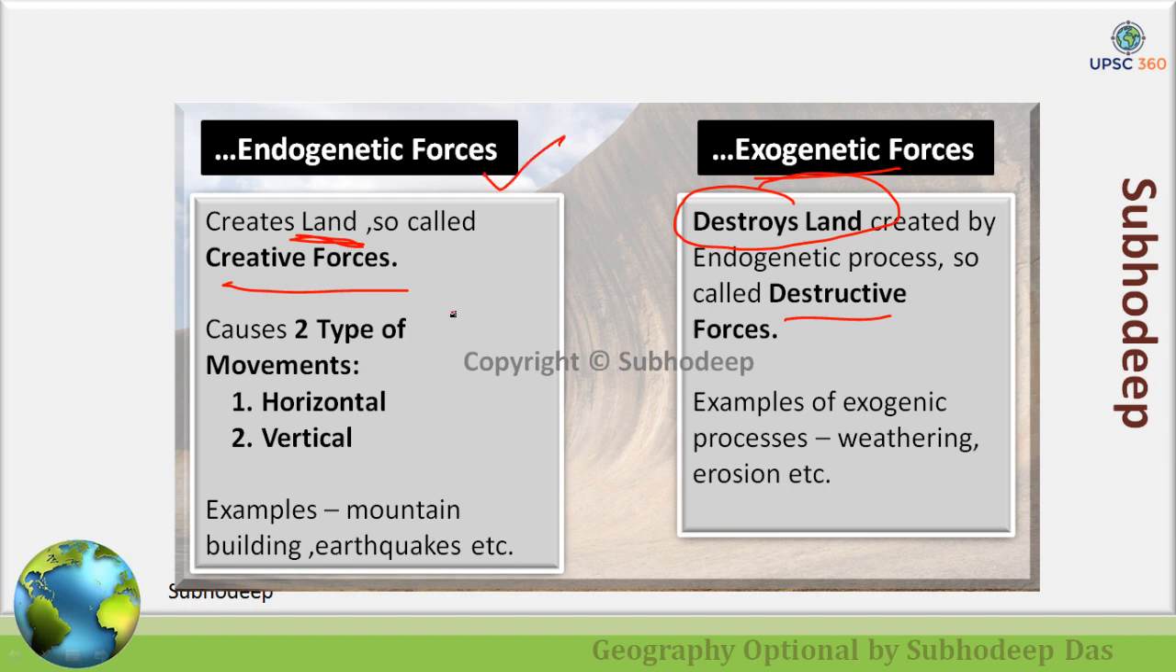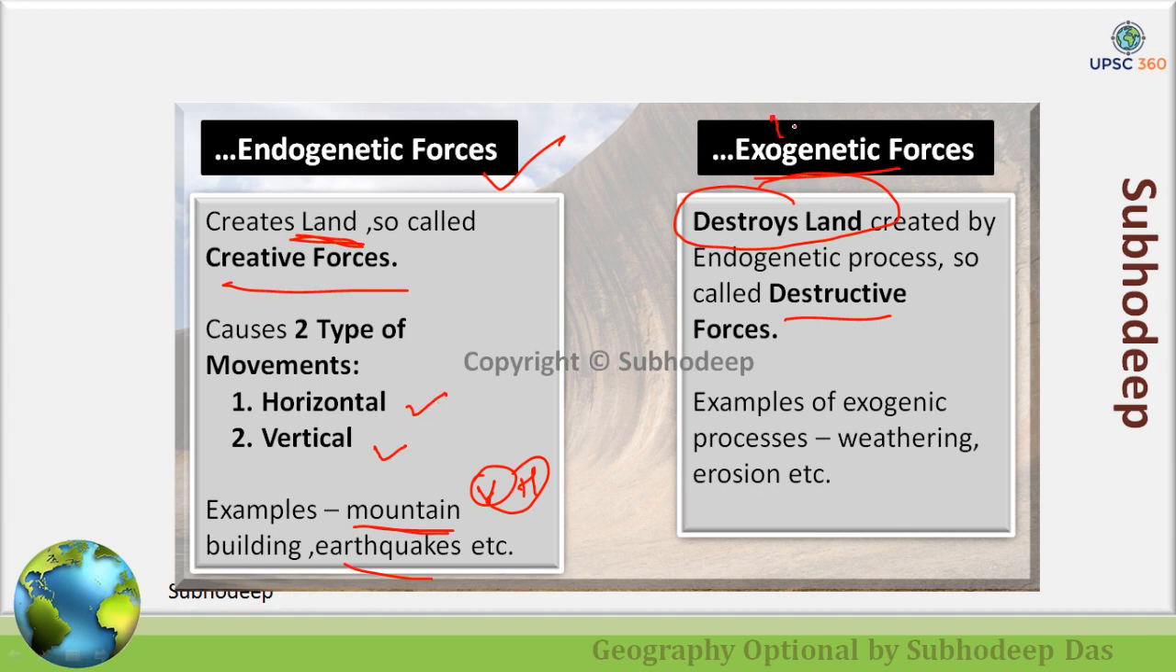Endogenetic forces are of two types. Either they are horizontal or vertical. Example, the formation of mountains, right? Mountains are said to be the combination of both vertical as well as horizontal movement, right? An earthquake is a displacement which is happening within the earth surface, so it is a vertical movement, all right? So there are various movements which happen under the endogenetic forces.